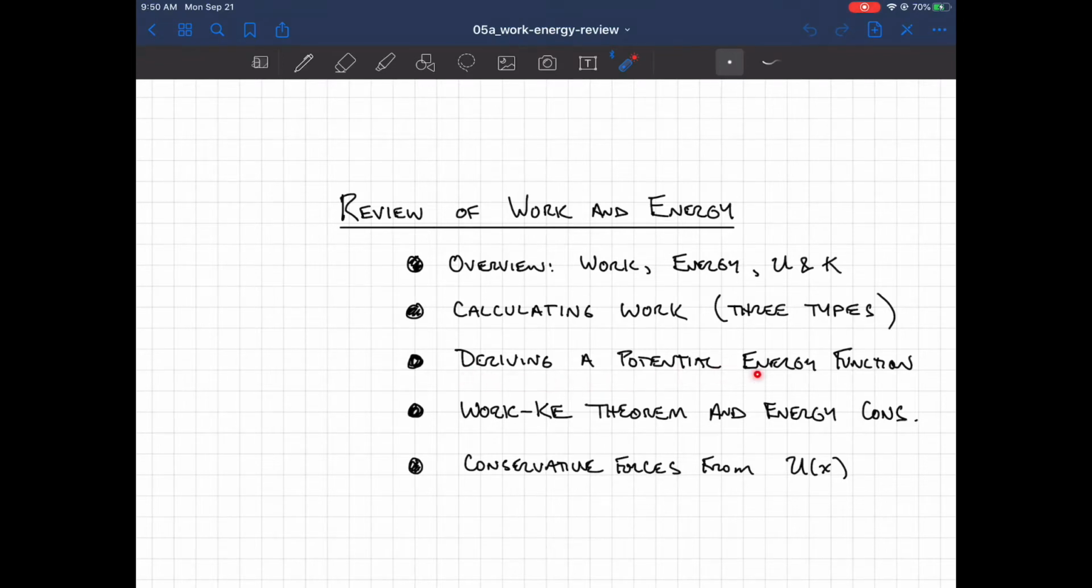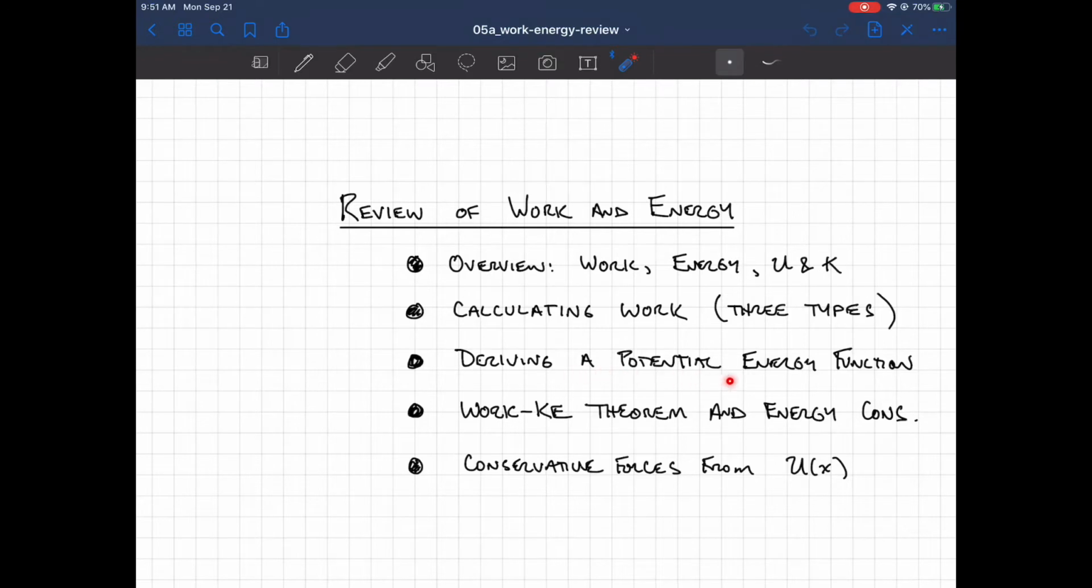Then we'll derive a potential energy function. So there are specific kinds of forces called conservative forces, and for each of those forces, there's something called the potential energy, and we'll show how to get that. We'll talk about the work-kinetic energy theorem, which together with the idea of potential energy leads to this concept of energy conservation. And finally, we'll just quickly review how you go backwards.